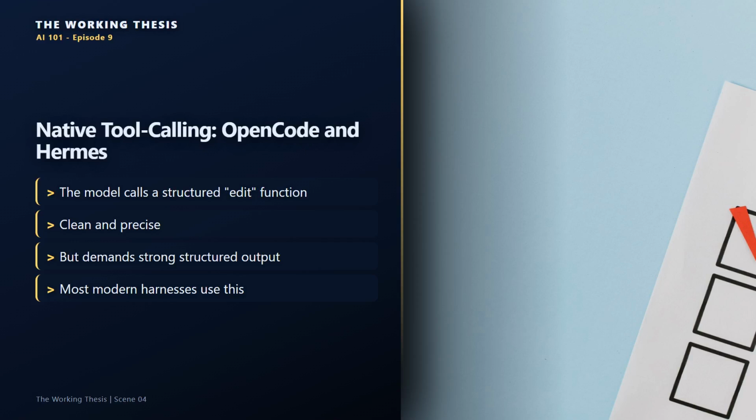The second school of thought is native tool calling. You see this heavily utilized in tools like OpenCode and Hermes, and it is becoming increasingly standard for newer agents. Instead of asking the model to format plain text that a parser has to carefully scrape, the harness exposes a strictly typed function, like an edit file tool, using JSON schema. The model natively calls this tool, passing in the file path, the lines to replace, and the new code as JSON arguments.